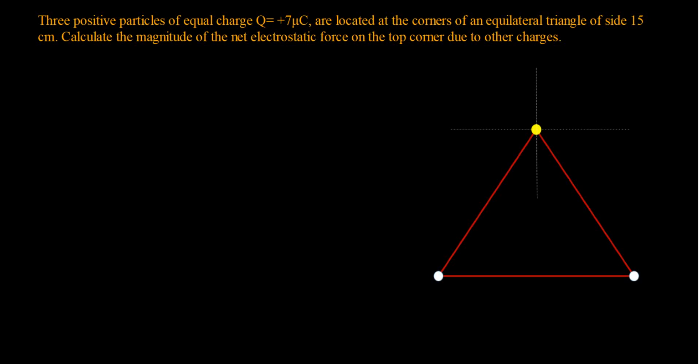What I did here is draw our equilateral triangle. Each side is 15 centimeter, and our target will be the yellow charge here on top. This is our target, and we will start calculating the total electrostatic force generated by this charge and this charge on this yellow charge. So first of all, I have a 15 centimeter distance here and another 15 centimeter distance here.